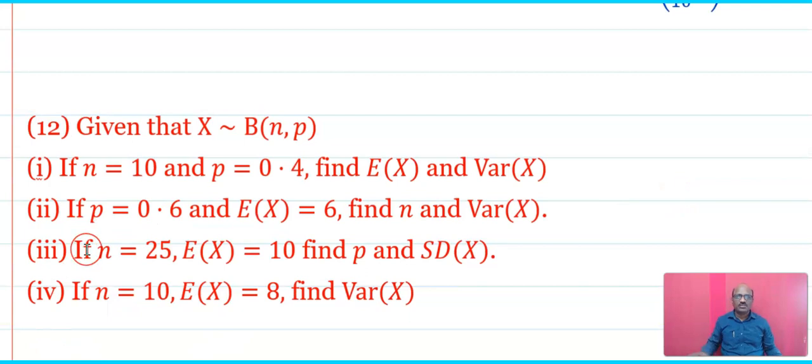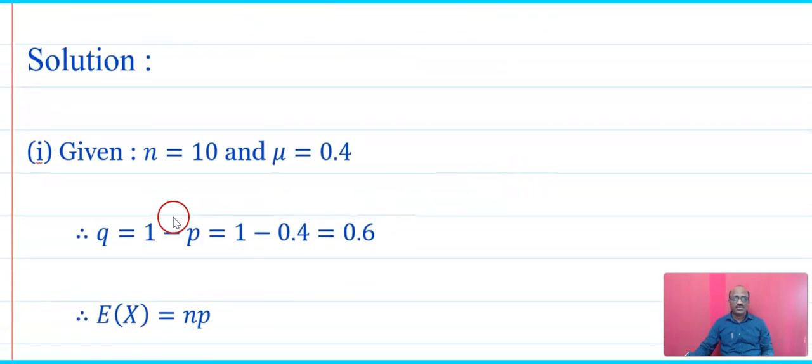Now, the next problem is, given that X follows the binomial distribution with parameters N and P, where N is equal to 10 and P is equal to 0.4, then find E of X and the variance of X. One by one we will solve it.